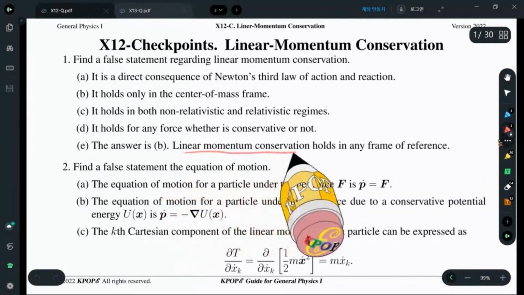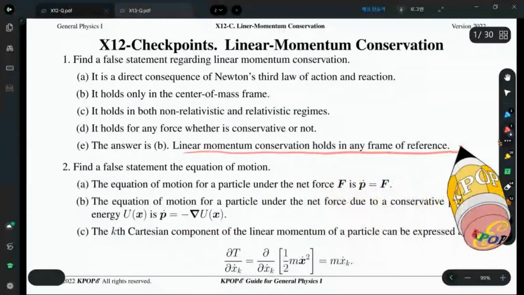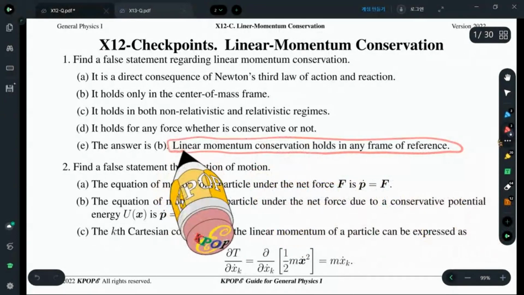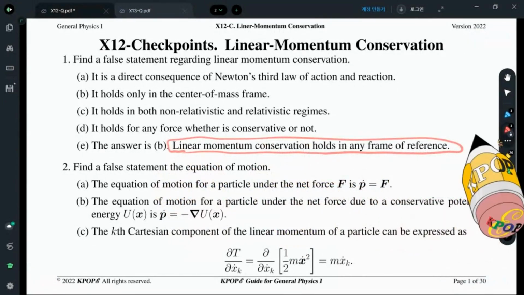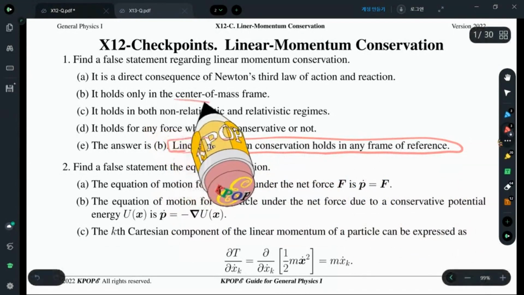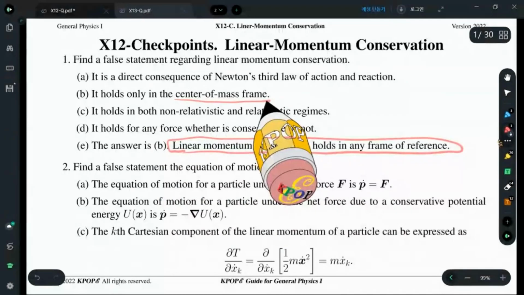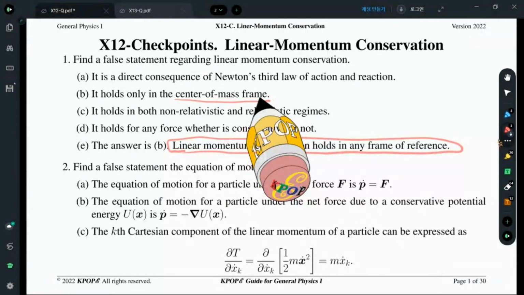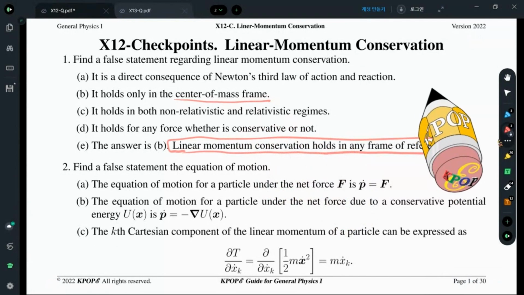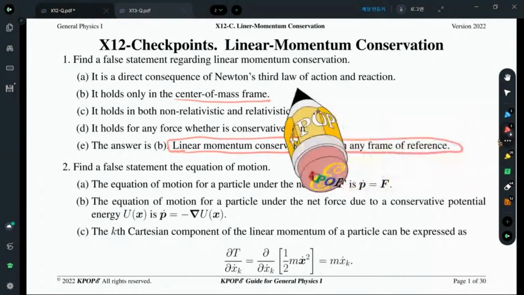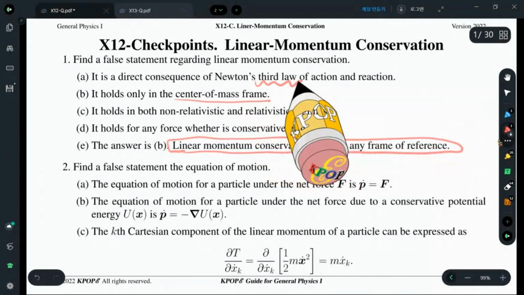The linear momentum conservation holds in any frame of reference. It is not specific to a single frame of reference, such as the center of mass frame. It always works. The linear momentum conservation is a direct consequence of Newton's third law.